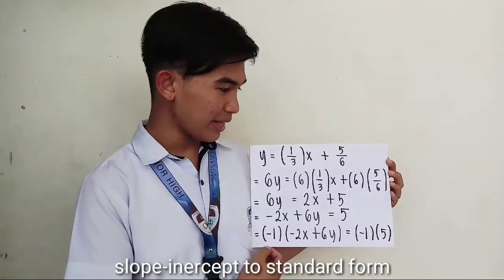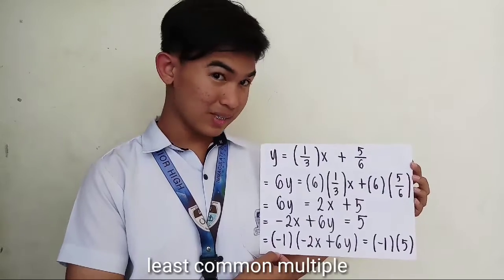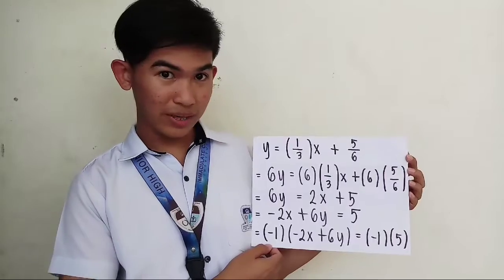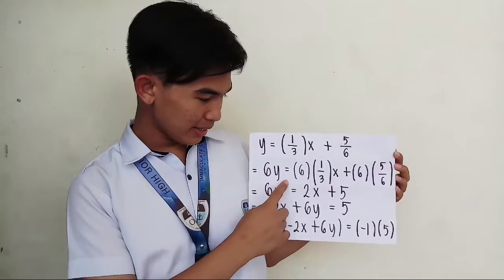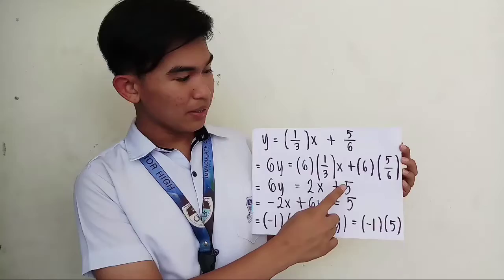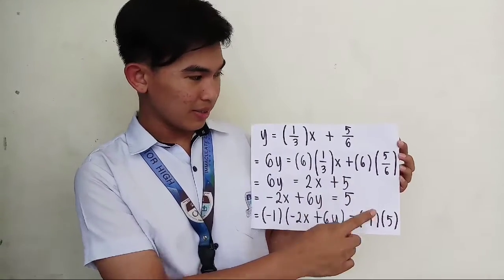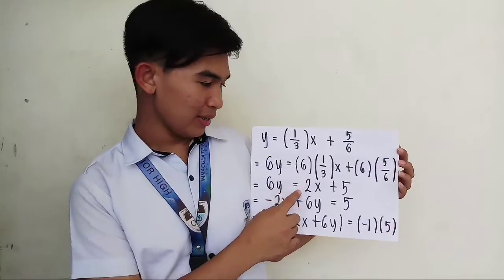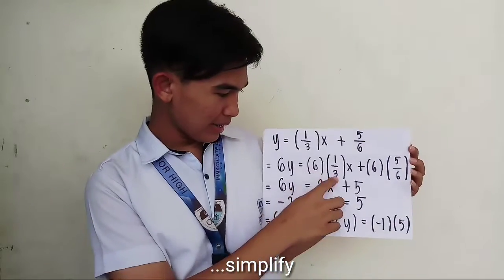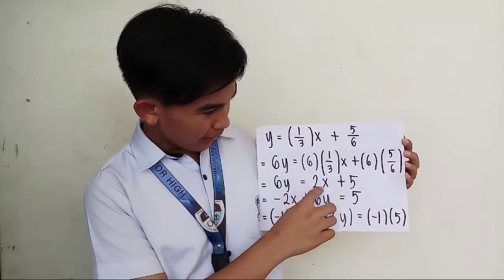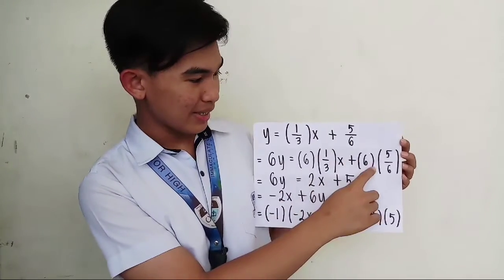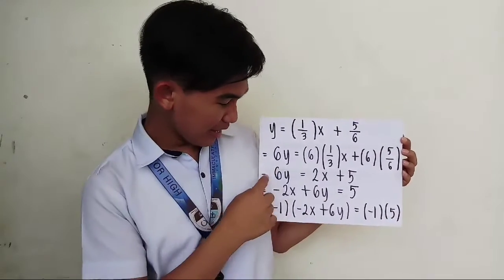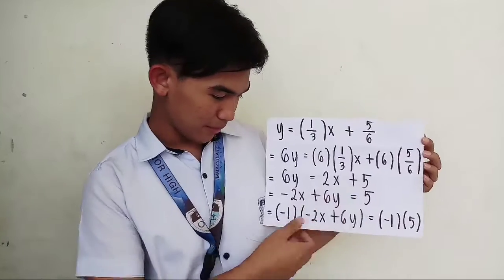So the first step is to get the least common multiple of 3 and 6, which is 6. We're going to distribute 6 to each term of the equation. 6y is equal to 6 times 1 third x plus 6 times 5 over 6. So we can multiply this and we will get 2, and we are going to cancel 6 and 6, and it would be 5. So 6y is equal to 2x plus 5.